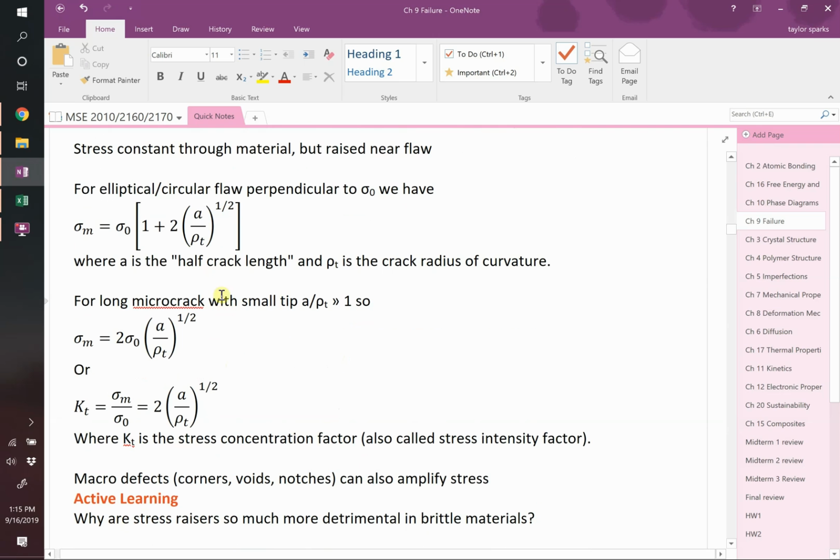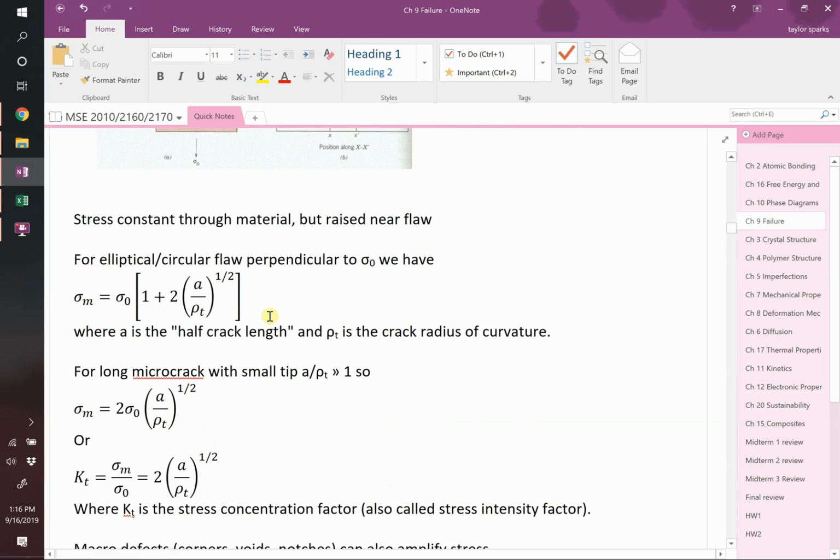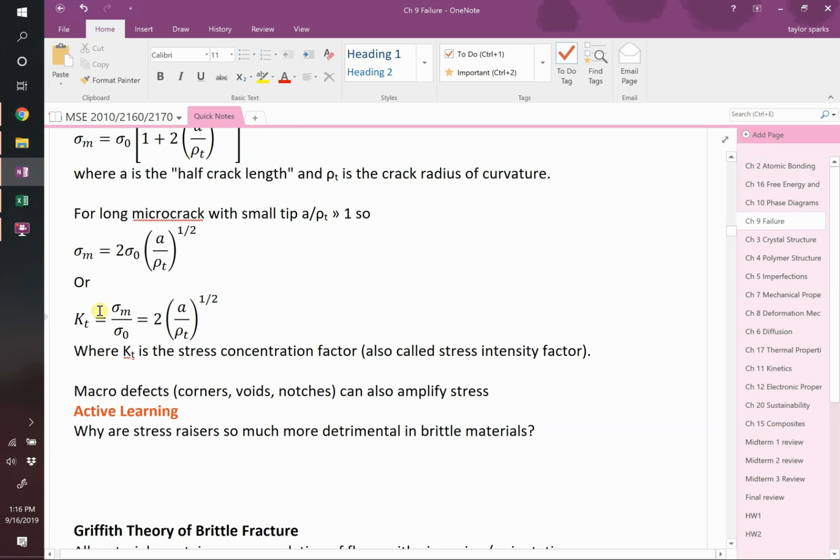They simplified that, basically said, if the tip is small, you can leave out this portion. You leave out the 1. You can multiply it, and then you just get this. So all of a sudden, we're getting some useful approximations of stress. Then we've got the stress intensity factor where we take that ratio. Okay, so this was pretty useful.